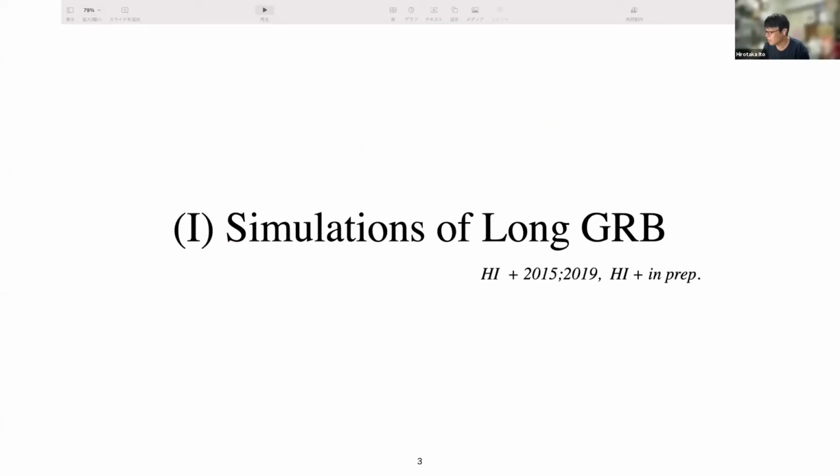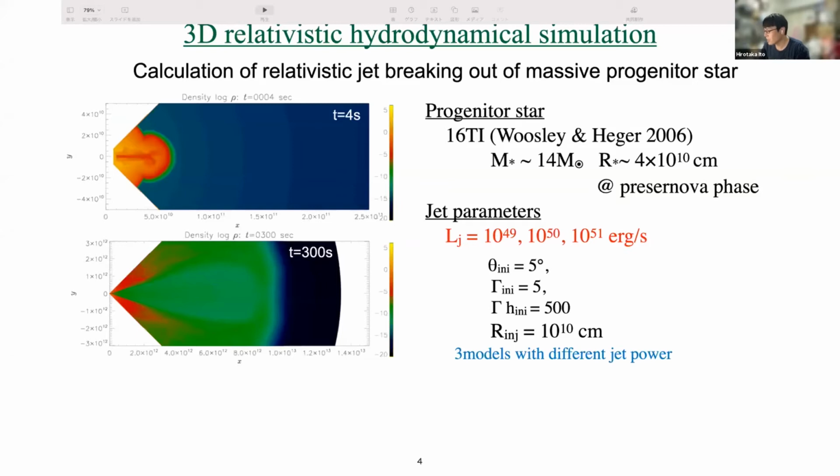So we conducted the simulation in the context of long GRBs as well as short GRBs. And the first part of my talk will focus on the simulation of long GRBs. So this is the setup of the simulation. First, we calculate the evolution of the relativistic jet breaking out of the massive star by performing a hydrodynamical simulation in 3D. Initially, the jet is injected at the center part of the star, and its evolution is followed up to the point it breaks out of the star and until it becomes optically thin to radiations.